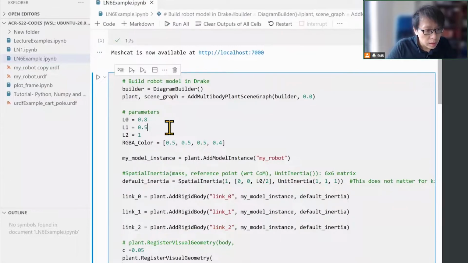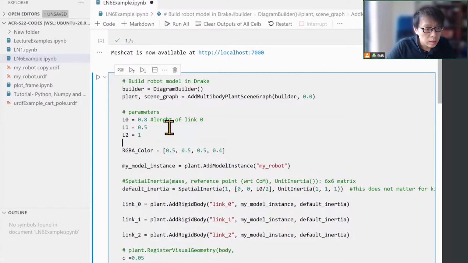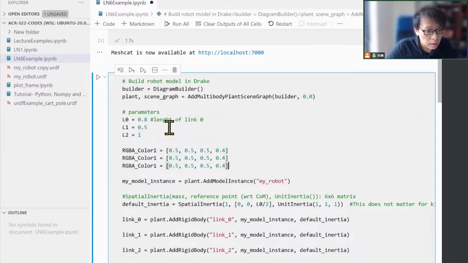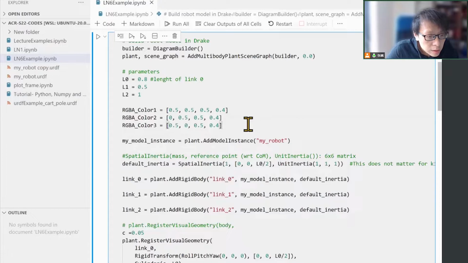So let's define these parameters. I define the length of each body: length of body 0, and similarly for the others. And this is the color, let's call it color 1. Let's make it a different color 2, color 3. Each body has a color, and I want to assign different colors. Okay, I have 3 colors.